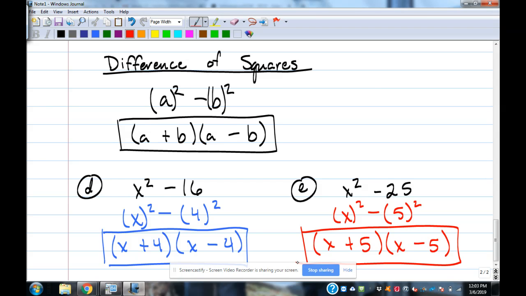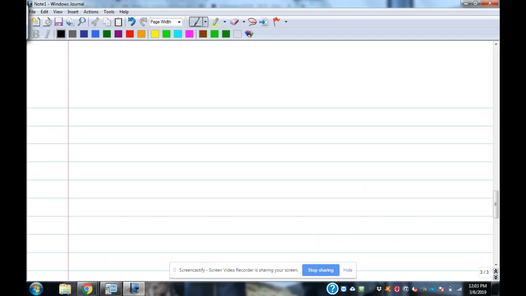If we multiply this back out, x times x is x squared, x times negative 5x is negative 5x, then a positive 5x. Negative 5x and a positive 5x will cancel each other out. And then what's positive 5 times negative 5? Negative 25. So it works. If you multiply this back out, it gets back to the original problem. And that's how you check to see if it's right. So being able to recognize that is the key to being able to do these today.